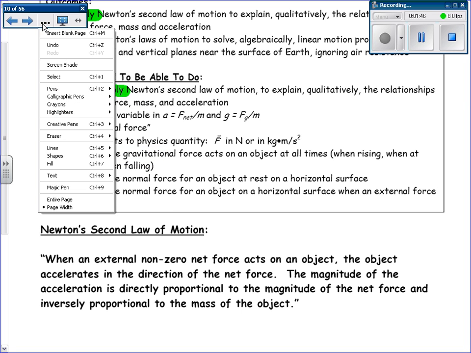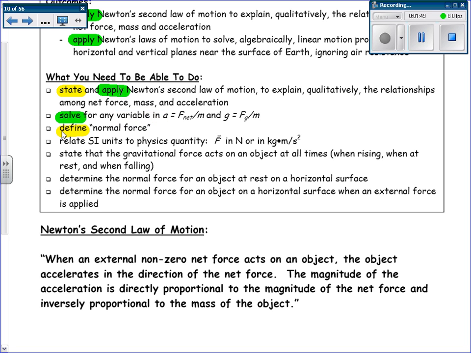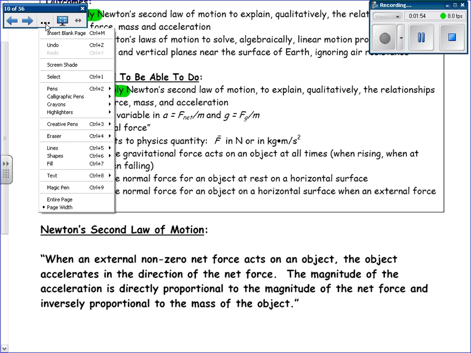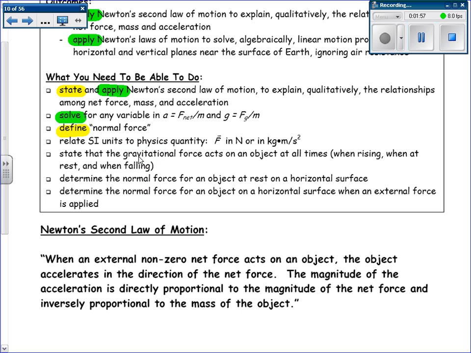Define normal force, that's yellow. We talked about that a little bit already. Relate standard international units to the physics quantity of force, and that force is in newtons, or kilogram meters per second squared. State that the gravitational force acts on an object at all times, when rising, at rest, and when falling. Or in other words, gravity never sleeps. There's always gravity, you can't escape it. So that's yellow. Determine the normal force for an object at rest on a horizontal surface, and determine the normal force for an object on a horizontal surface when an external force is applied. Those are both green.